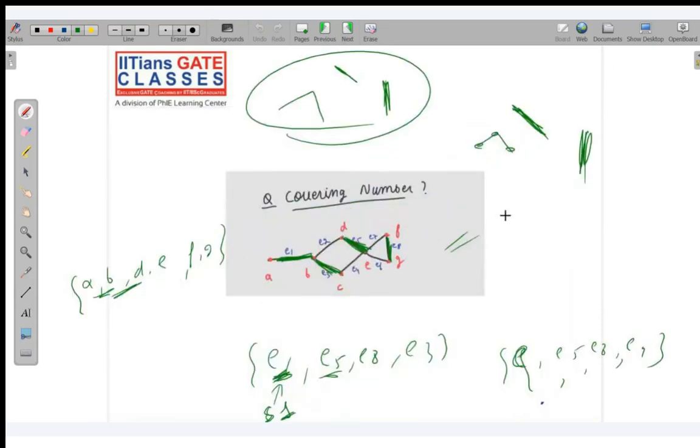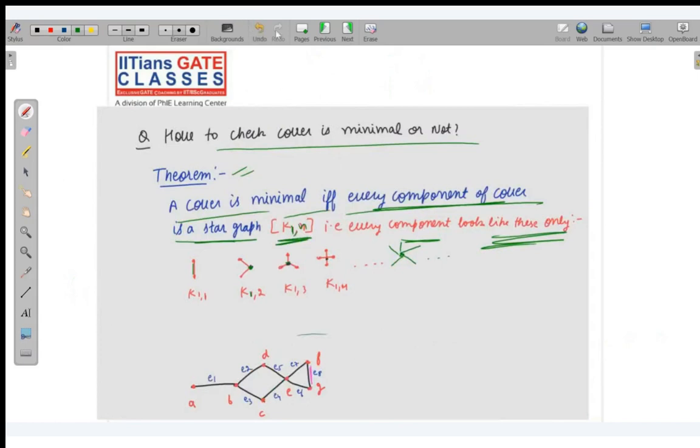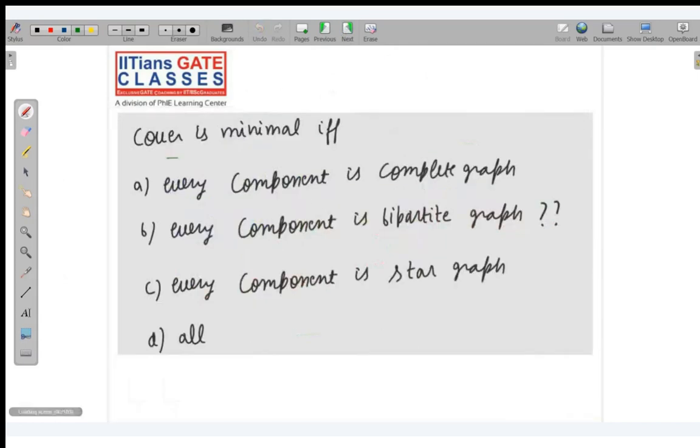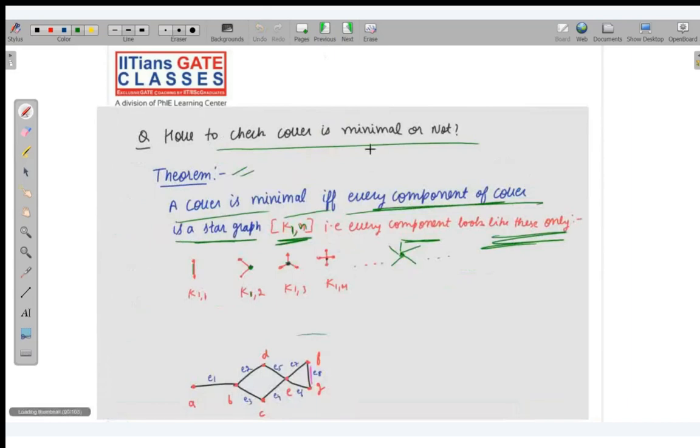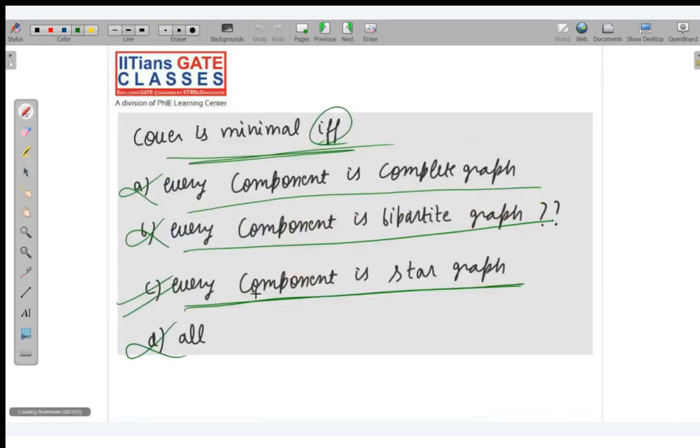Take a snapshot of the previous one again. Done, sir. Now take a snapshot of this. Done, sir. So a cover is minimal if and only if every component is a complete graph? No. Every component is a bipartite graph? No. Every component is a star graph? Yes. D is wrong. If and only if, both ways. So I will take C. I have just shown you. This is the theorem which I have told you, no? How to check a cover: a cover is minimal if and only if every component of the cover is a star graph. So every component is a star graph. Okay. Take snapshot. I will jump to the next slide.